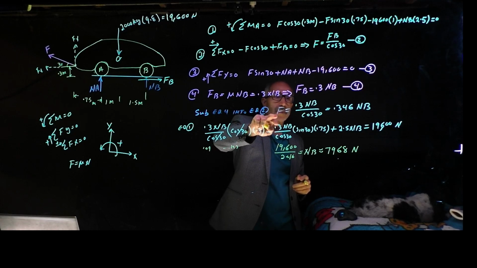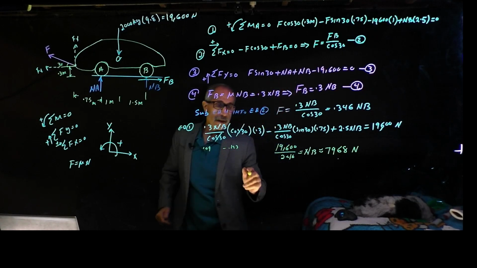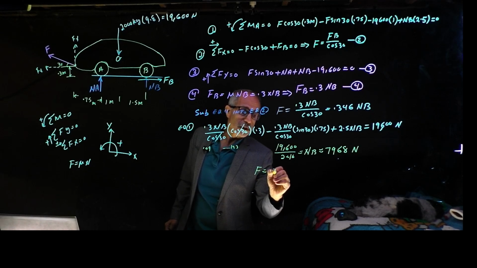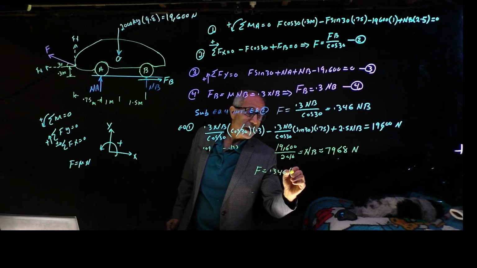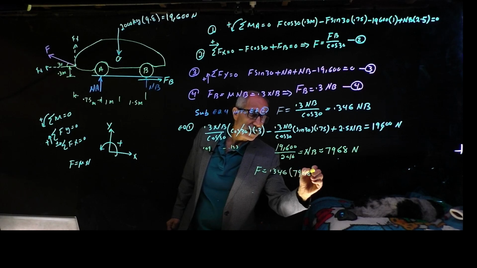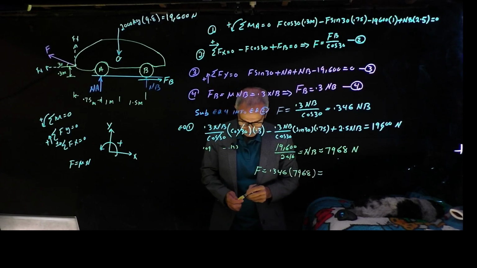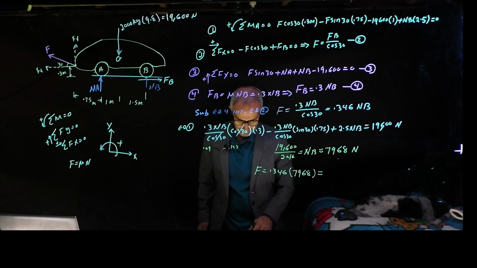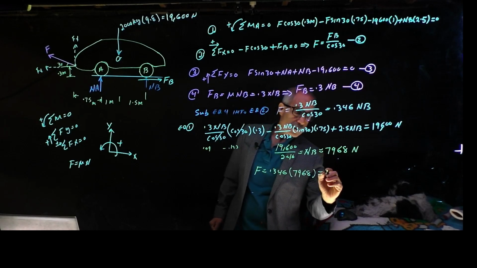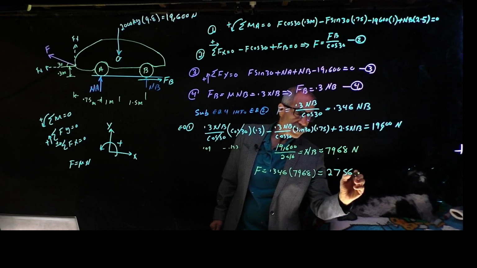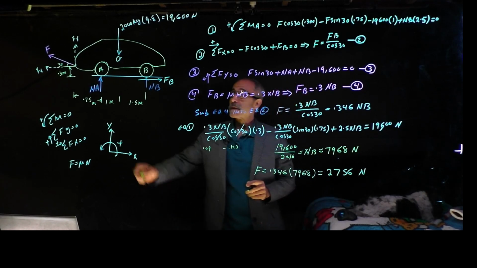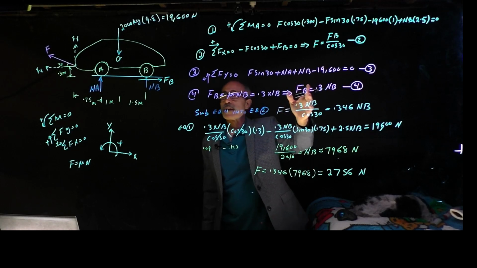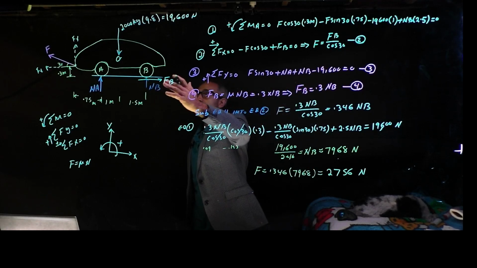You're going to go ahead and put it in right here, in F. And our F is going to come out to be 0.346 times 7968, and that's equal to 2756 Newton. That's the answer right there. You can go ahead and substitute and find out NA, and that's it.